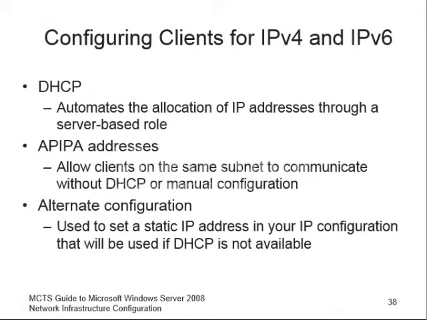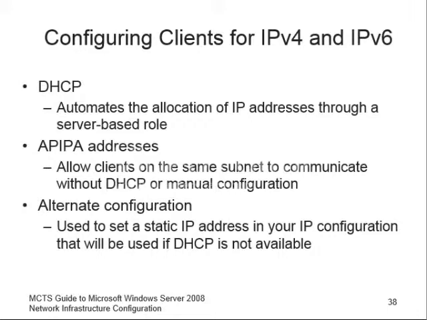Now we're going to talk about the configuration for clients for IPv4 and IPv6 in Windows clients and servers. You always need to provide each client in your environment with an IP address that allows them to communicate with other clients on their subnet or other networks. You can use the following configurations on a client for IPv4: the DHCP configuration or the manual configuration. We also have the APIPA configuration and the alternate configuration.